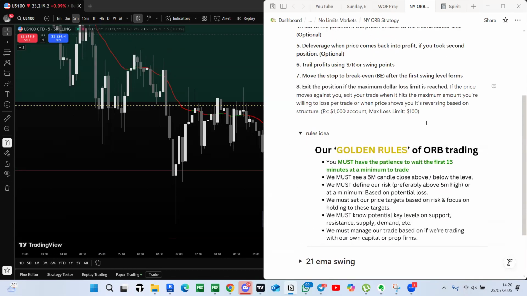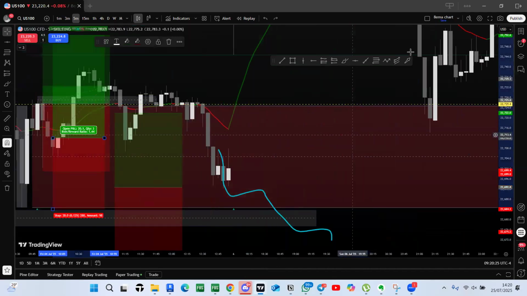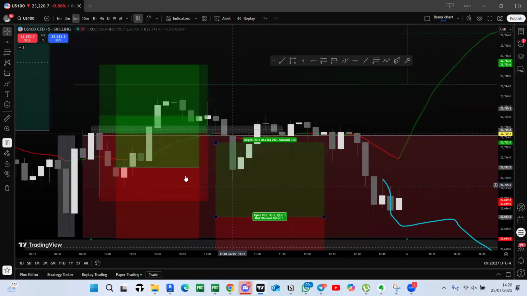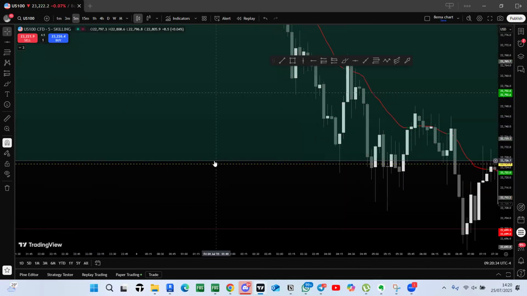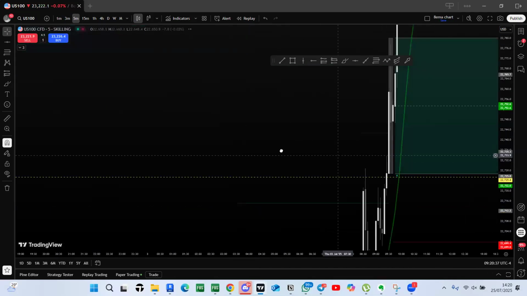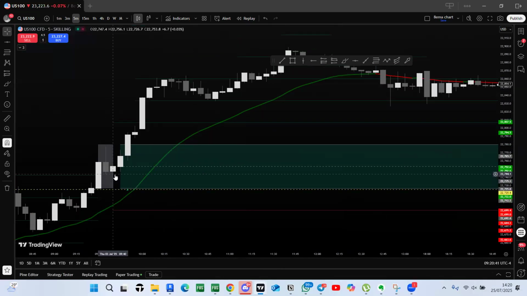Some golden rules for the ORB trading. You must have patience to wait the first 15 minutes minimum. We don't do anything until the 15 minutes has passed. After the 15 minutes passes, those three candles, 1, 2, 3, then we look on the 5-minute chart for the breakout. If you go to the previous day as well, for the first three candles, 1, 2, 3 on the 5-minute chart, that's the 15 minutes, we wait for the breakout.